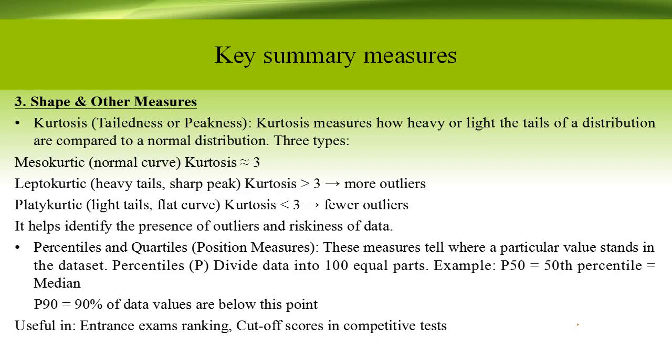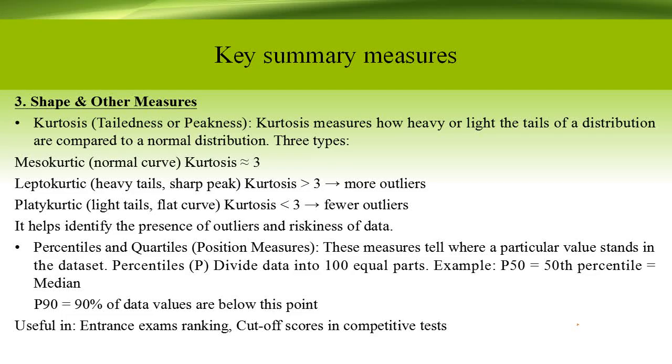Kurtosis, tailedness or peakness. Kurtosis measures how heavy or light the tails of a distribution are compared to a normal distribution. 3 types. Mesokurtic, normal curve. Kurtosis approximately 3. Leptokurtic, heavy tails, sharp peak, kurtosis greater than 3, more outliers. Platykurtic, light tails, flat curve, kurtosis less than 3, fewer outliers. It helps identify the presence of outliers and riskiness of data.